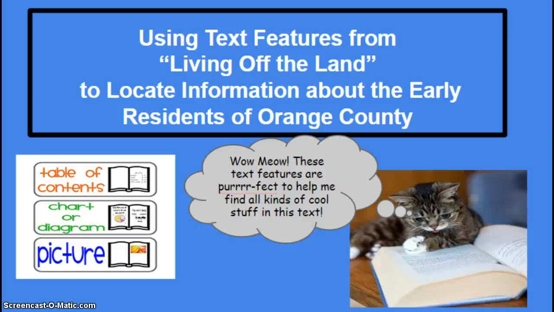Hello there, scholars. Alright, so in today's presentation, we'll learn how to use text features from the text Living Off the Land to locate information about the early residents of Orange County. So, there's my little cat friend who really likes looking at text features to learn lots of information. Alright, so let's go ahead and get started here.